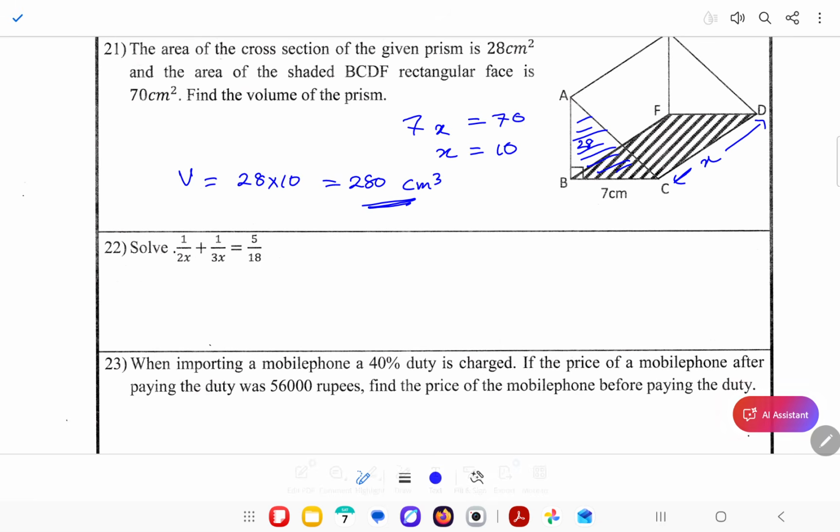Okay, next one. Solve this equation. So multiply out the denominators first. The common denominator, common multiple will be 18x. So you can multiply by 18x, or you can first multiply by 2x and do it like that also.